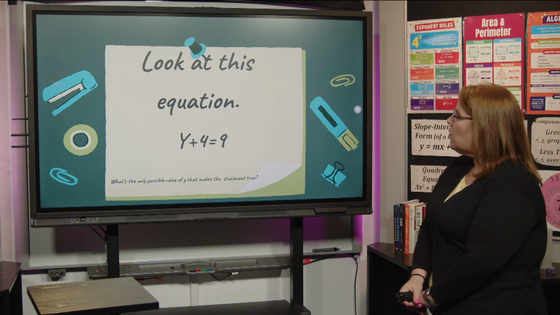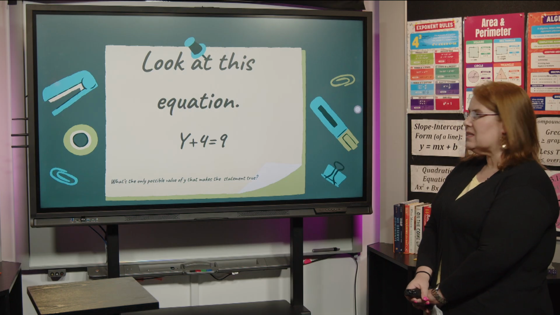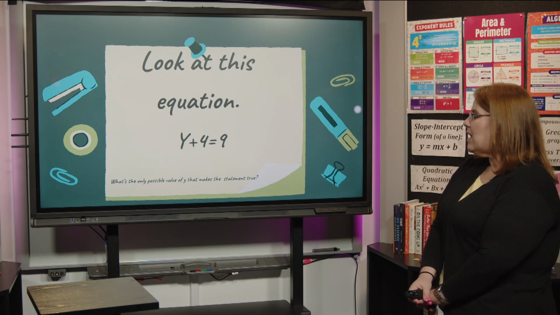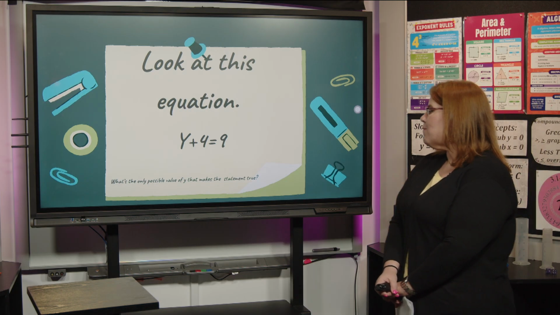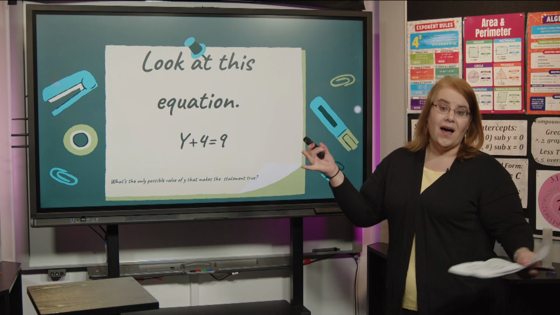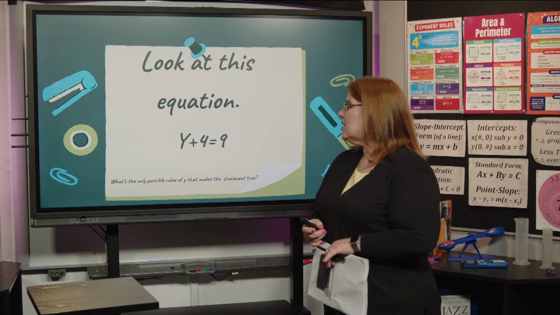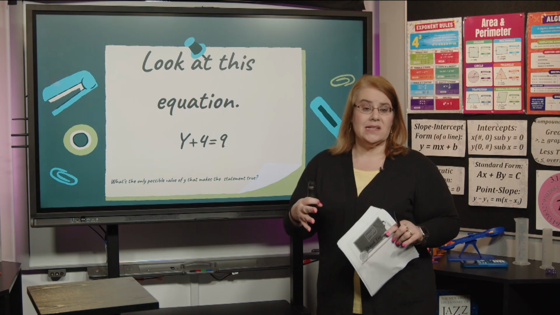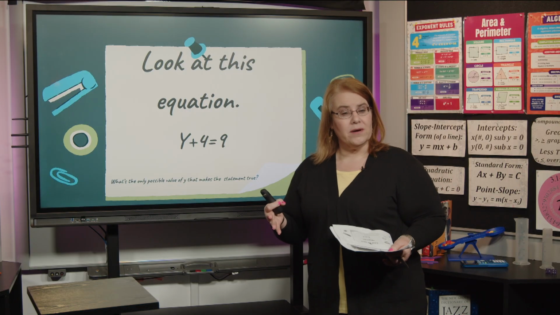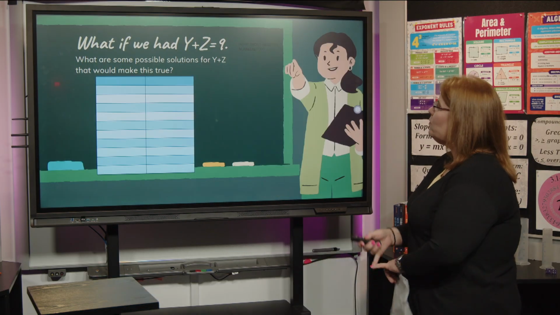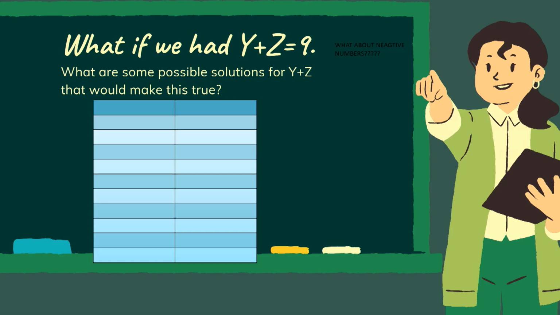Now let's look at this equation. y plus 4 equals 9. What's the only possible value of y that can make this statement true? Obviously it's 5. Okay, but what if I told you that in some instances I could possibly have more? Let's look at that. What if we had y plus z equals 9? What are some possible solutions for y plus z that would make this true?